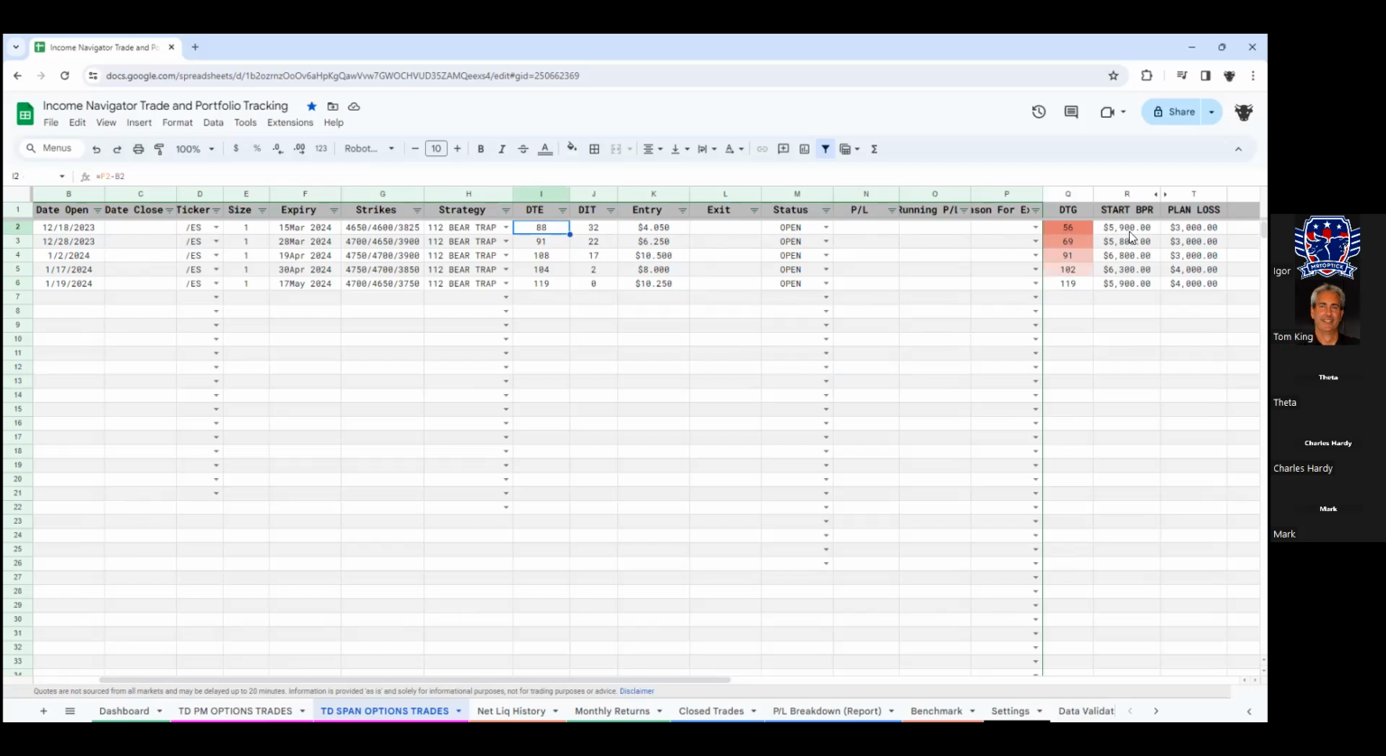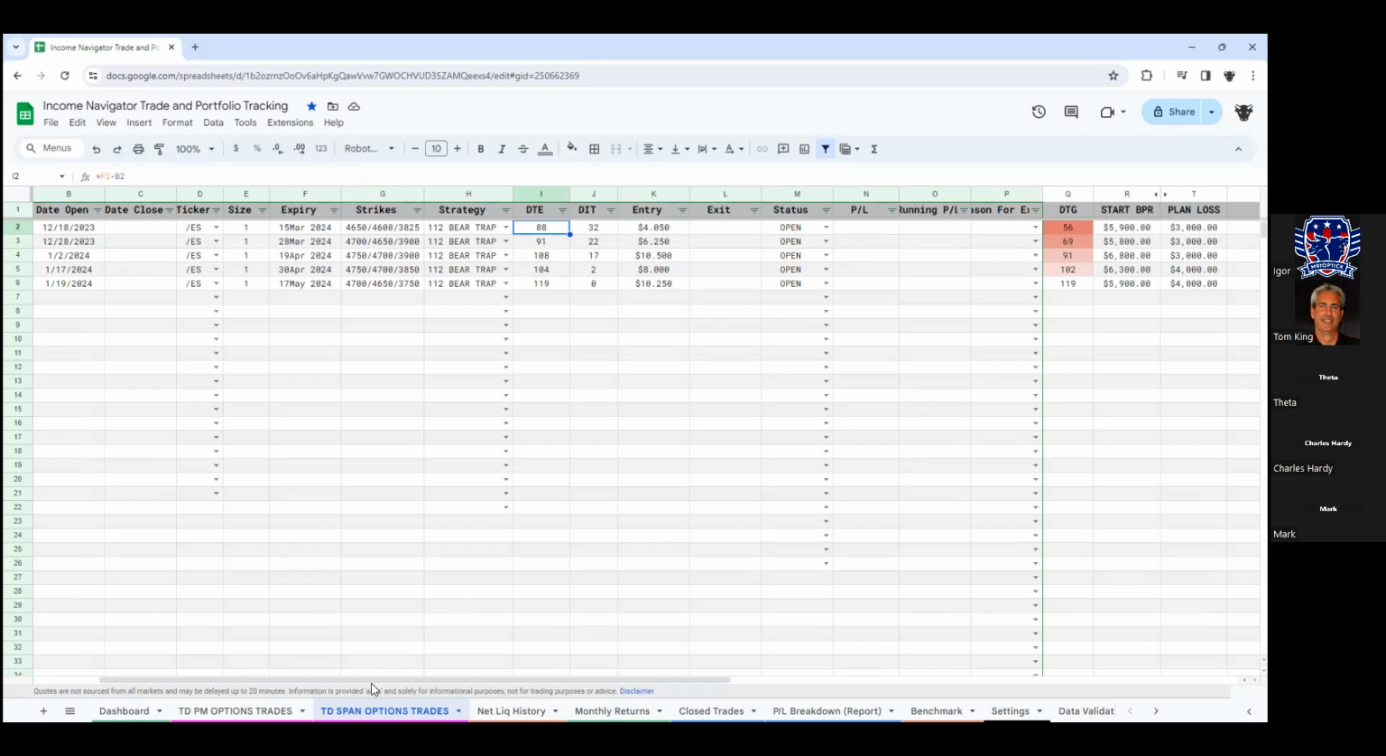Also here, I make a note of the starting buying power for when I took the trade. So if this trade, for example, gets into trouble, if the market's pushing lower and now the margin is X, whatever it may be, the reason I use starting buying power is that I am very curious to see the effect of buying power in a down market, right?